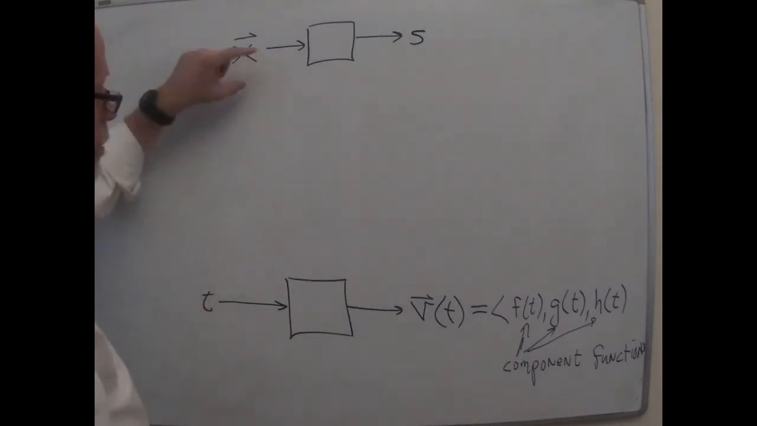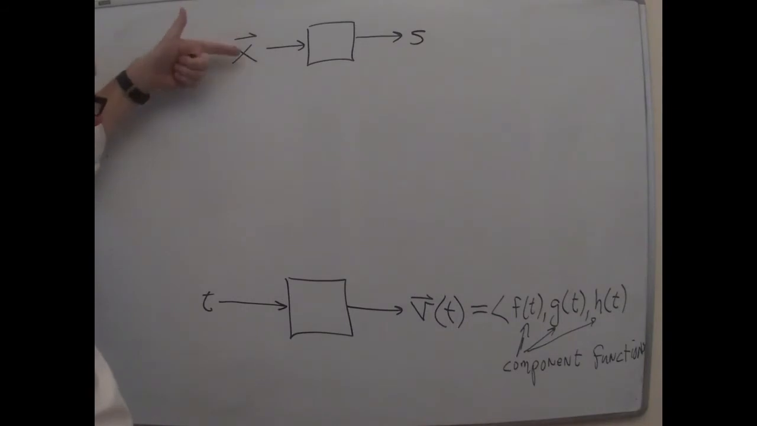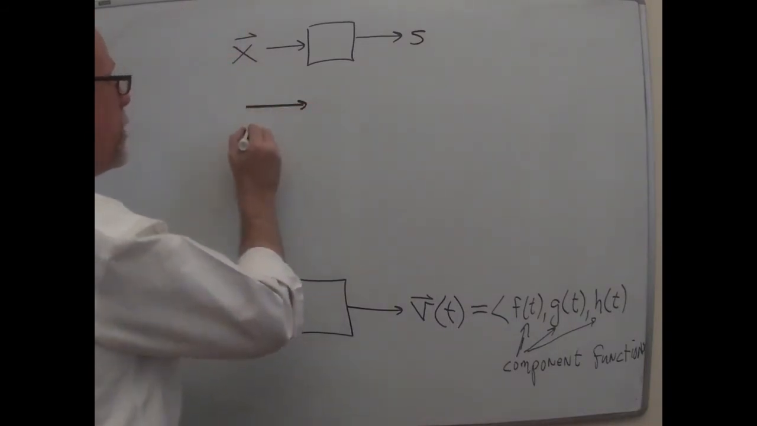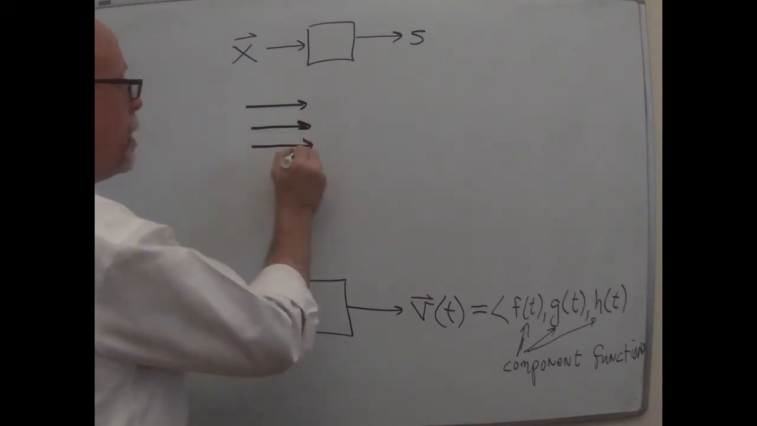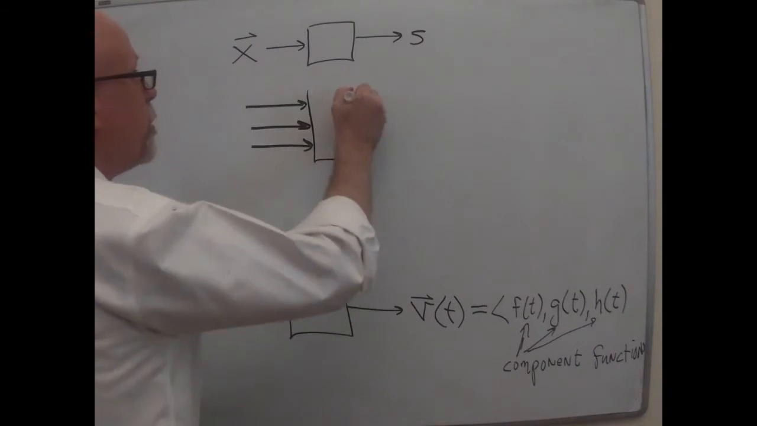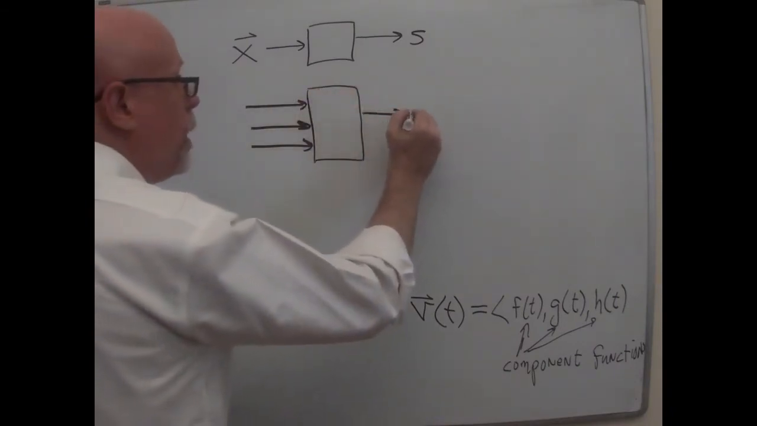The way this looks, if you unwrap the wires that are in that bundle for x, it really looks like this. A three input, well, that's assuming x is a three-dimensional vector. Three inputs going into a black box and a single output coming out of it.